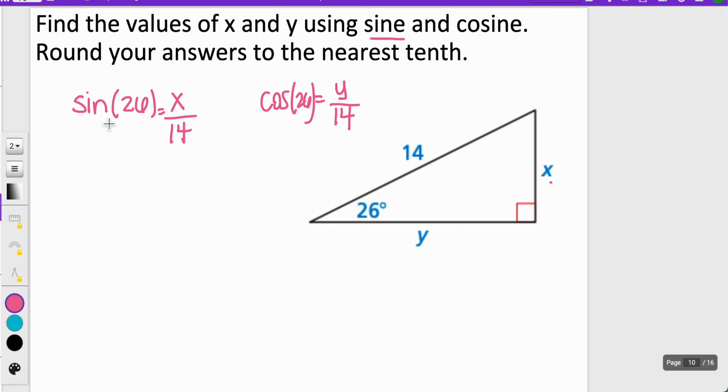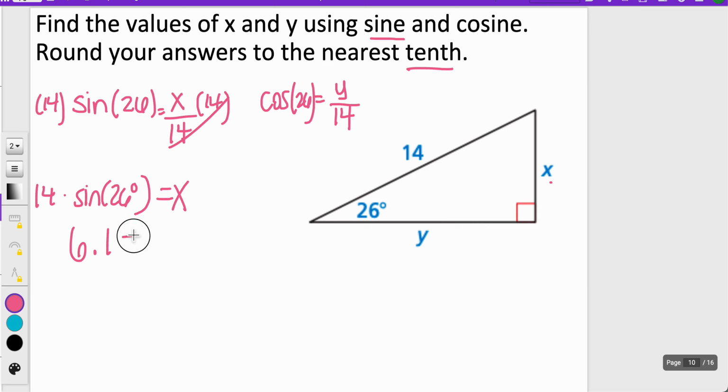So let's start here with the sine of 26 is equal to x over 14. I'm going to multiply both sides by 14, cross these out, so x will be equal to 14 times the sine of 26 degrees, okay? So I take 26 degrees, find the sine of that, it's 0.4384, and then times by 14. I'm going to get a long decimal, I'm just going to round that to the nearest tenth. It'll be about 6.1 for my x, okay?